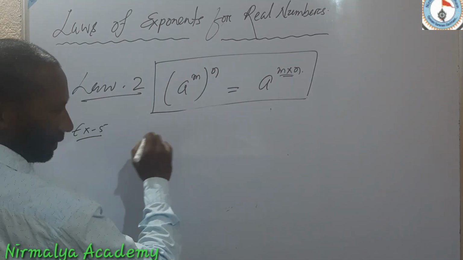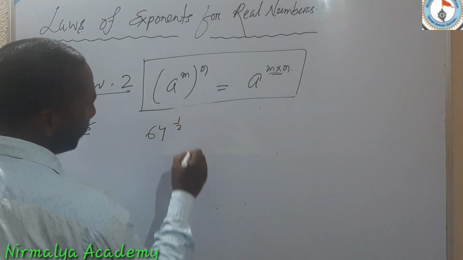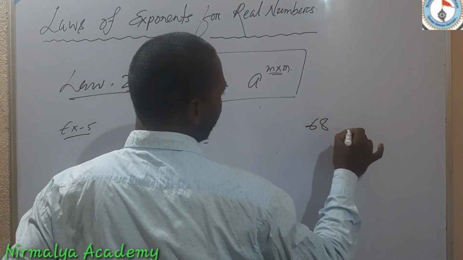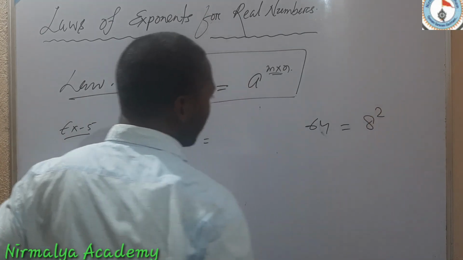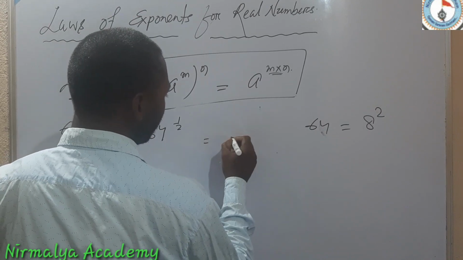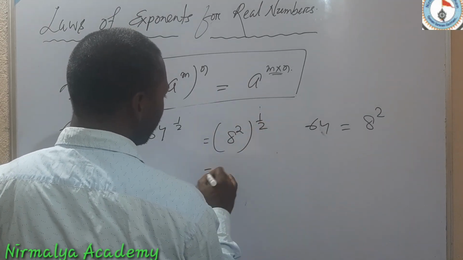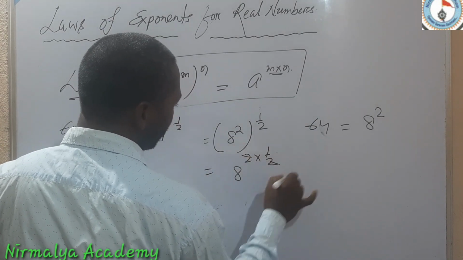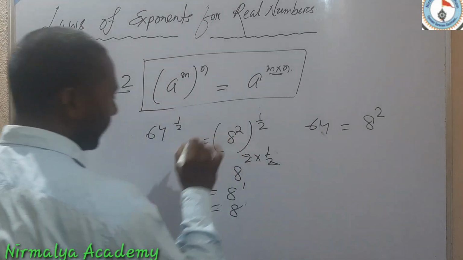Another example, 64 to the power 1 by 2. 64 equals the square of 8. So 64 is 8 to the power 2, whole to the power 1 by 2, equals 8 to the power 2 into 1 by 2. Then 8 to the power 1 equals 8.